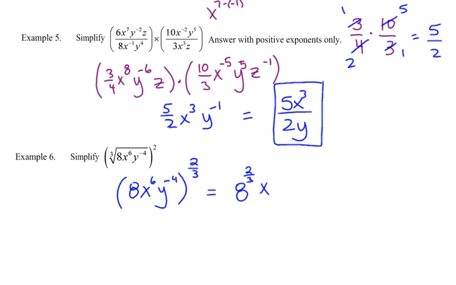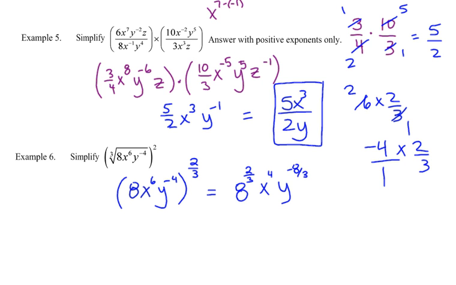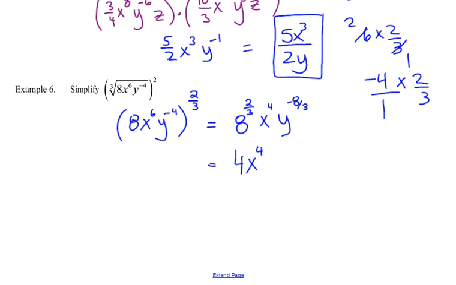X to the power to power, what are we going to do? Multiply. So 6 times 2/3. Again, 6 divided by 3. 2 times 2 is 4. Right? So 6 times 2 over 3. We can reduce this to 2 over 1, which is 4. And y, negative 4 times 2/3 is, remember fractions, we multiply straight across, negative 8 over 3. Okay, any numbers we actually want to evaluate. So this is cubic root of 8 all squared. Yeah, cubic root of 8 is 2, 2 squared is 4. Good. X to the 4, and the negative exponent we're going to put there at the bottom.